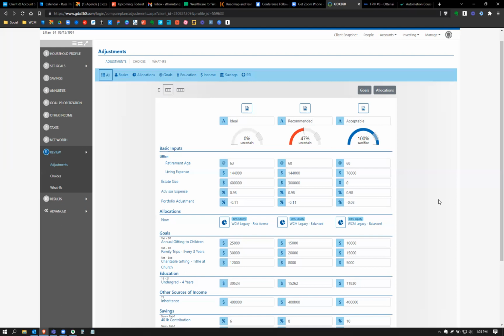It's a mathematical approach called Monte Carlo simulation, but you don't need to get too attached to the terminology here. We're basically just running a bunch of simulations to see how each of these plans, ideal, acceptable, and recommended, hold up in different potential market scenarios. So in simple terms, right now, Lillian is 61. We assume she's going to live to 95. So that's about a 34-year time horizon.